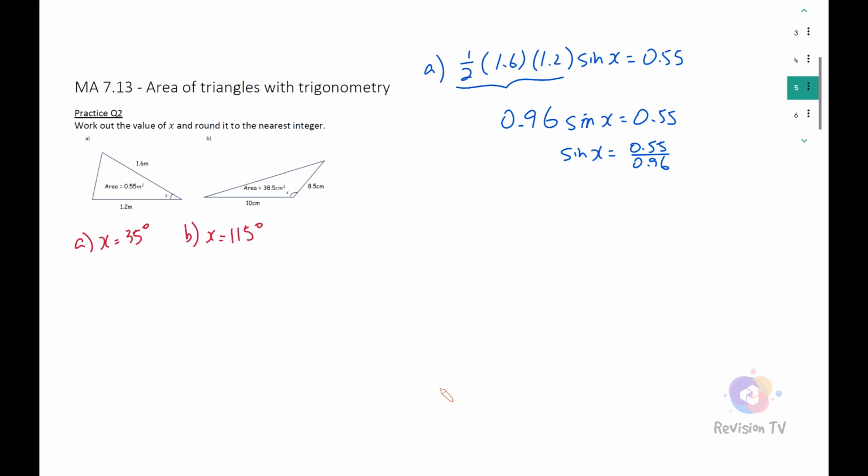It looks a very clunky equation, doesn't matter. What you have to do is just inverse it, inverse sine of it, and then you get 35 degrees.